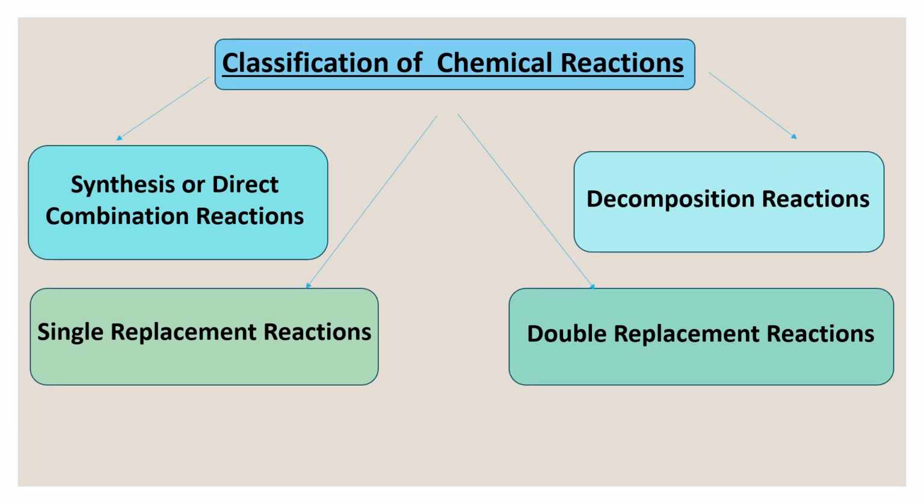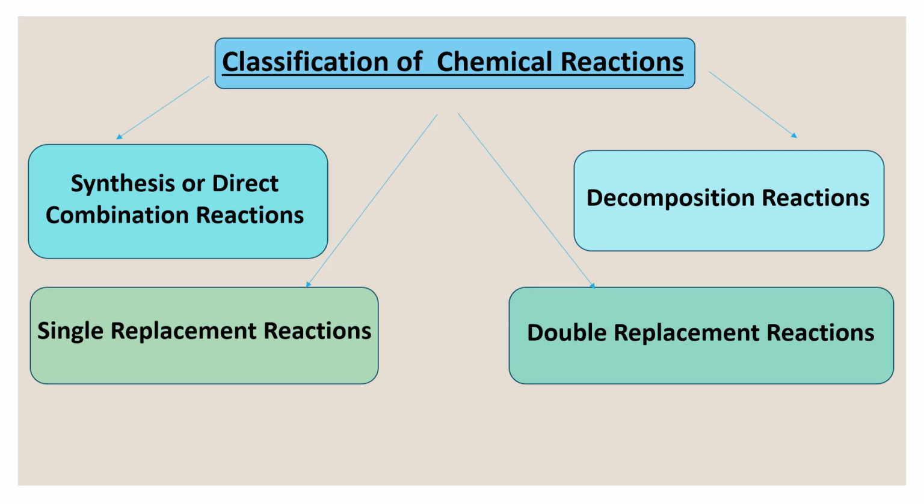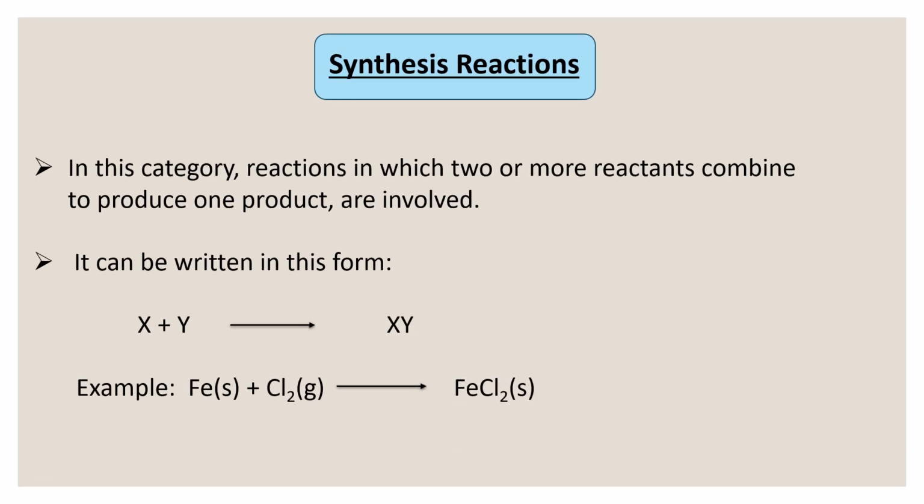Chemical reactions are classified into 4 types: synthesis or direct combination reactions, decomposition reactions, single replacement reactions, and double replacement reactions. Synthesis reactions: in this category, reactions in which 2 or more reactants combine to produce one product are involved. It can be written in this form: X plus Y, arrow, XY. Example: Fe solid plus Cl2 gas, arrow, FeCl2 solid.